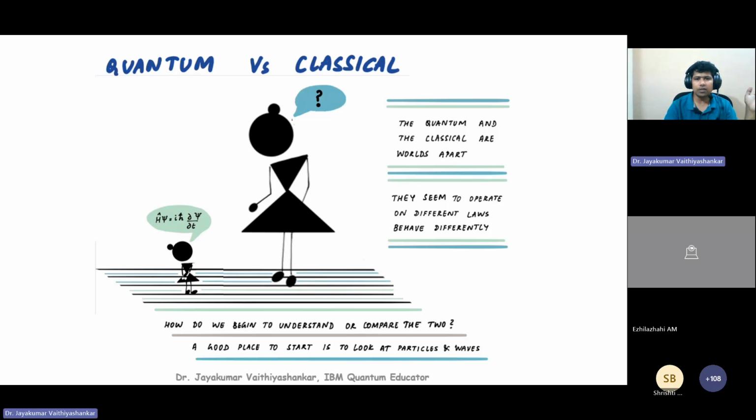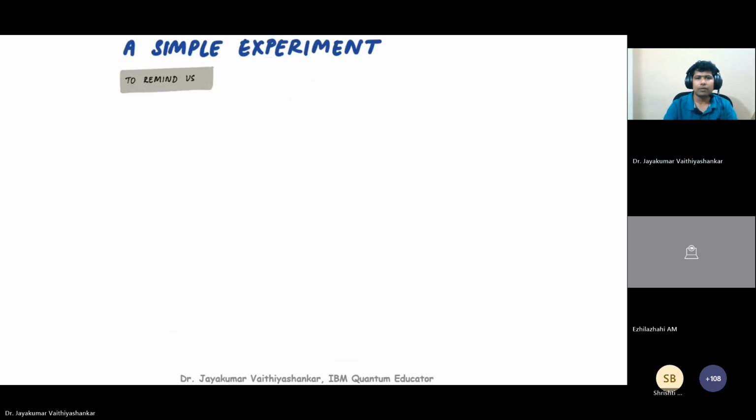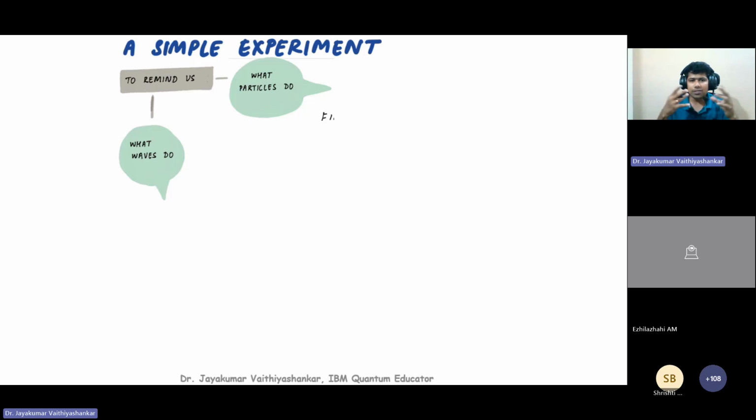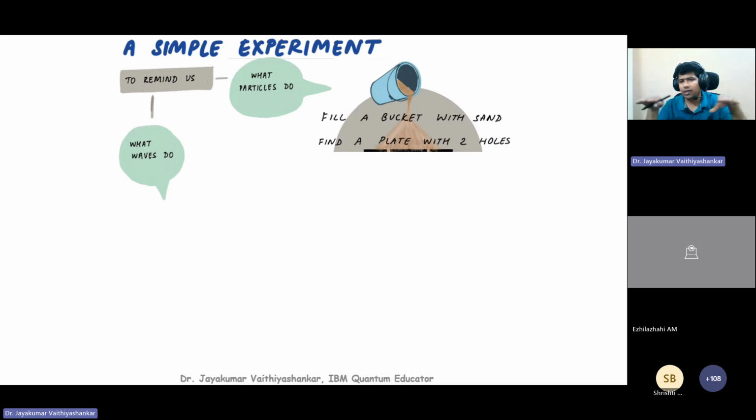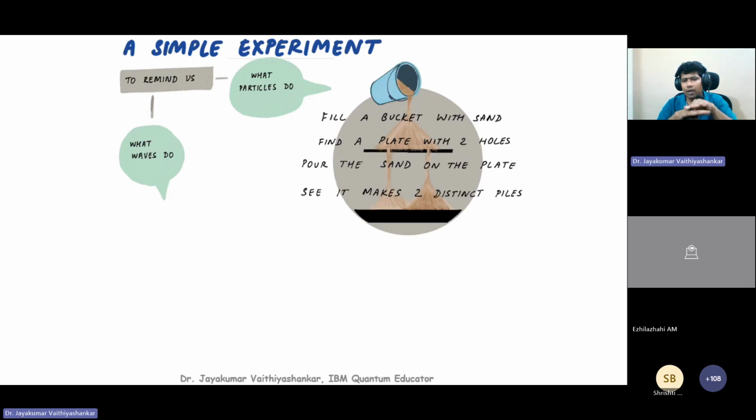To understand this, we need to understand wave particle duality. The same thing will behave like a wave and like a particle, which leads to duality. So to demonstrate particle nature, we take a full bucket of sand and pour it down. It passes through a slate that contains two holes. Beneath this, we have one more slate, and it will form two distinct piles.